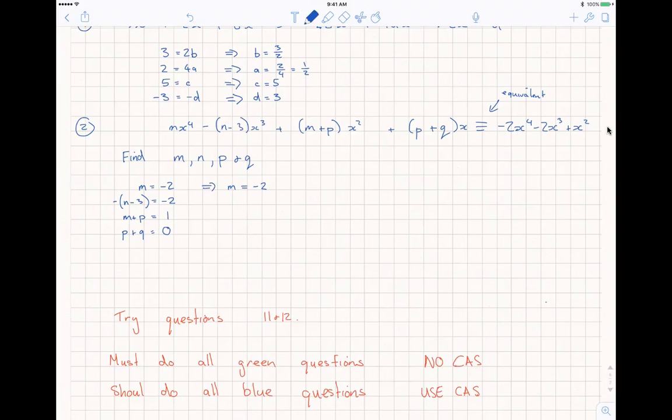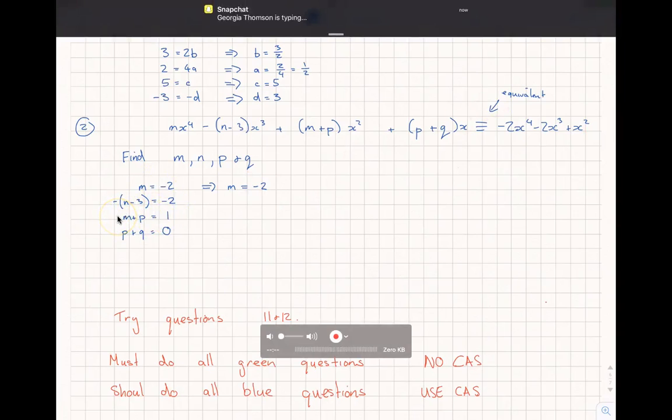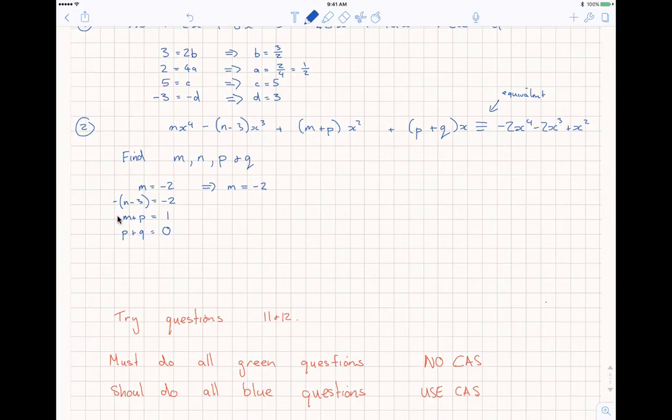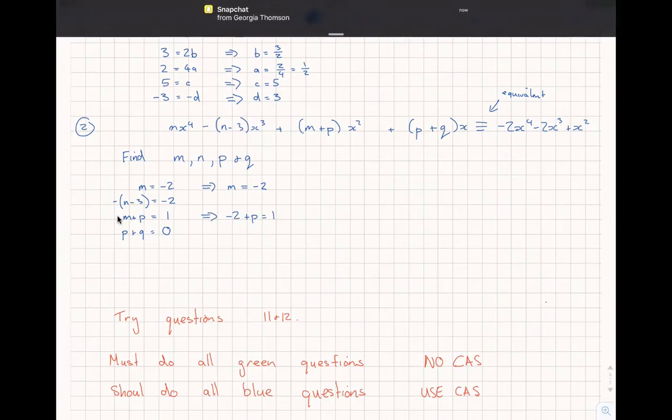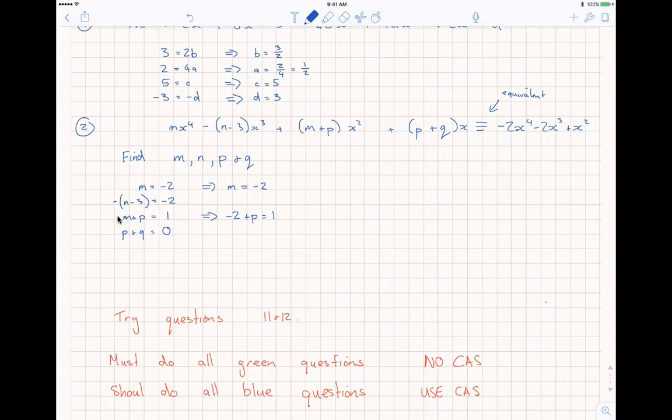So we can use that fact that m equals minus 2 in this equation down here. So let's put minus 2 in for m. Putting m in here, we have minus 2 plus p equals 1. And solving for p by adding 2 to both sides, p equals 3.